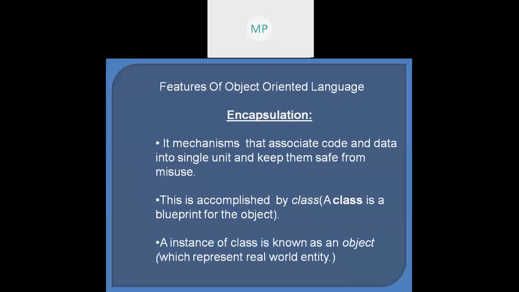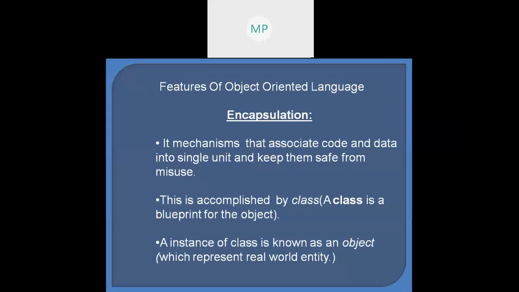The second point is that we keep them safe from misuse. So how will we save this code from unauthorized access? We can put some access specifiers like private, protected, and public. With the help of these keywords, we can save our code from misuse or unauthorized access.